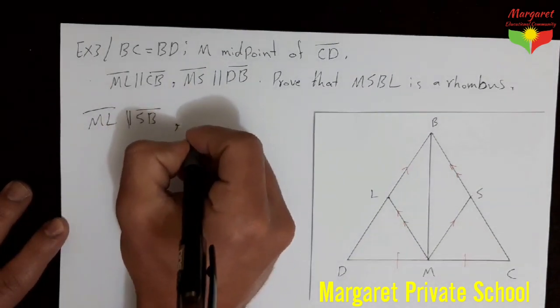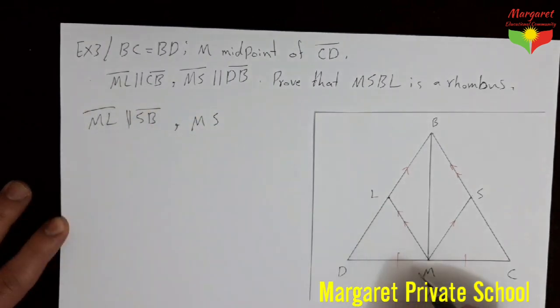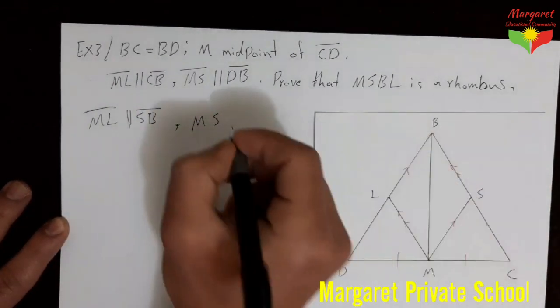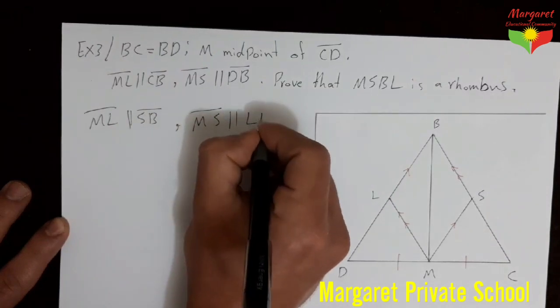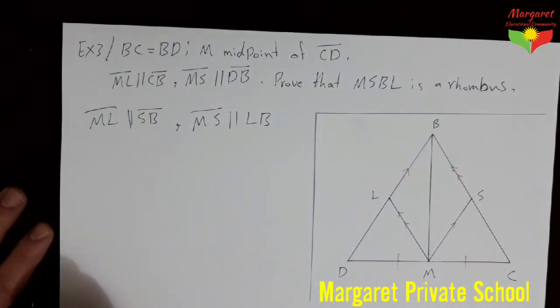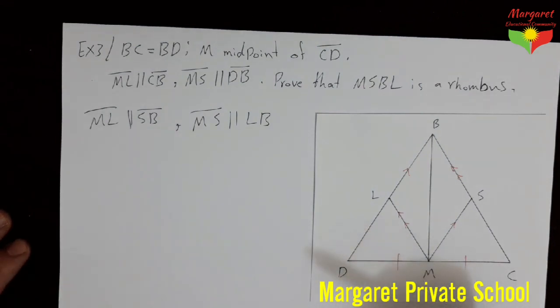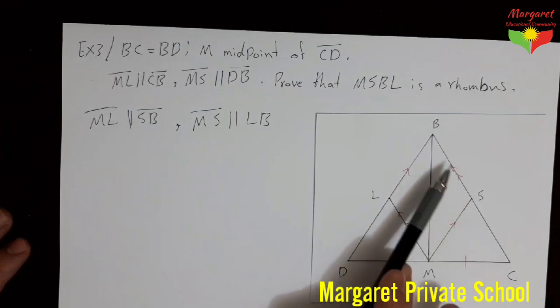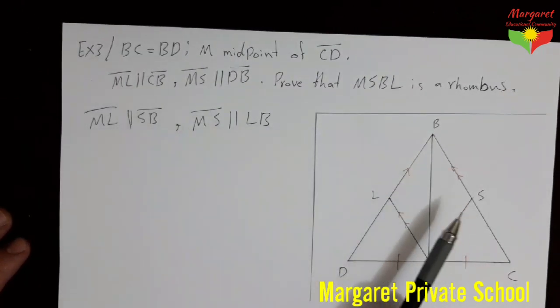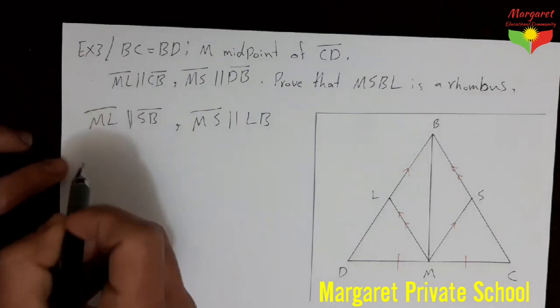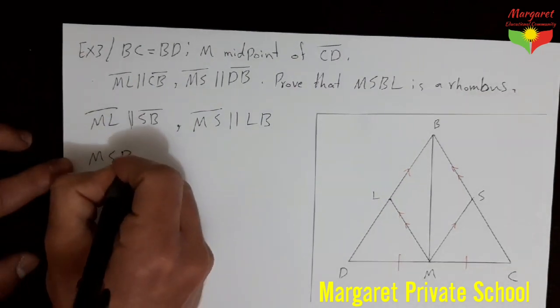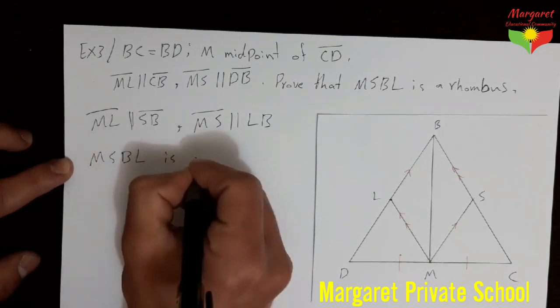And MS parallel to LB is given. And we say that a parallelogram is a quadrilateral that has two pairs of parallel sides. وتمان parallelogram چوار لایەکە کە دوو جووت لای پارالێڵی هەبێت. ئێستا لەم چوار لایە ئێمە ئەزانین کە ئەم دوو لایە پارالێڵن و ئەم دوو لایەش پارالێڵن. So MSBL is a parallelogram.